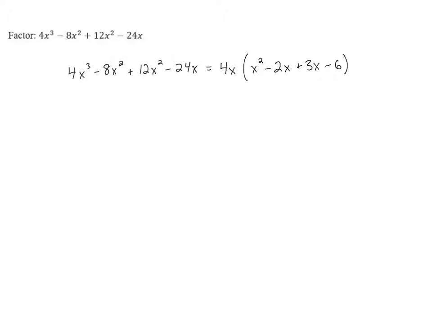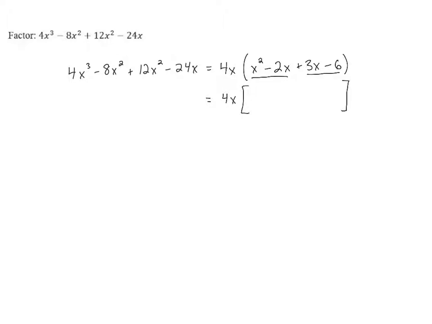And now we can look at the polynomial in the parentheses and we can factor that by grouping. I'm going to switch over from parentheses to brackets just to differentiate what's going on. You'll see why in a moment. Let's look at the terms inside the parentheses and let's factor by grouping.